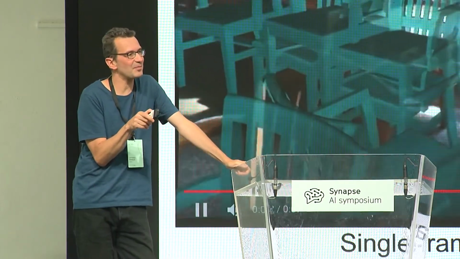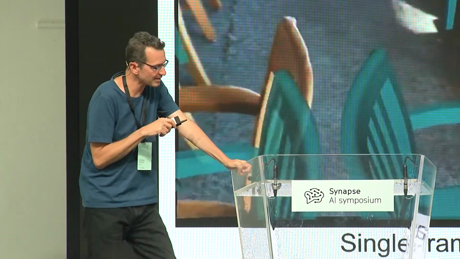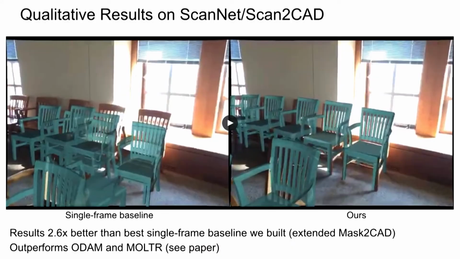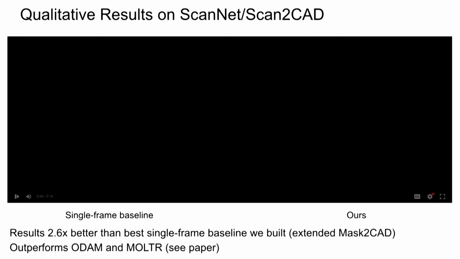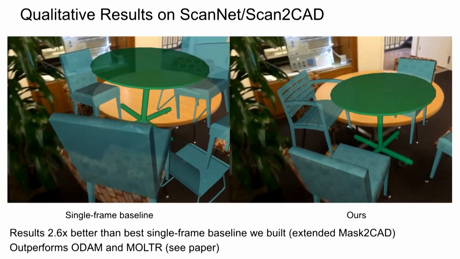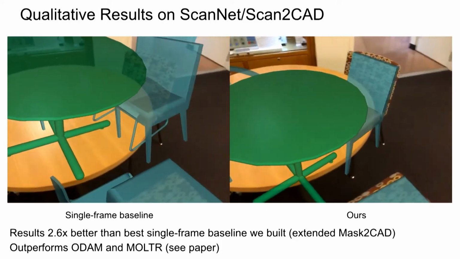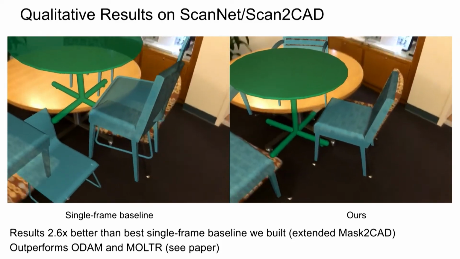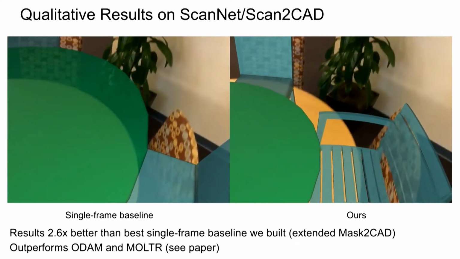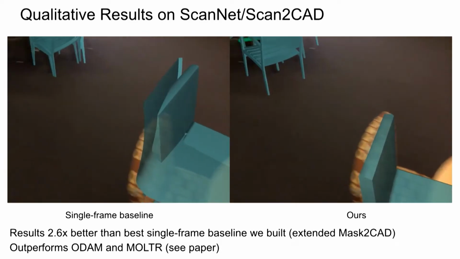So here is an example of a scene with really, really many objects. A monolithic model will have trouble here, but this model works well. Here is a case where even the single frame baseline gets the structure roughly right, but it's not geometrically as accurate as doing multi-view integration. Concretely, you find a lot of experiments in the paper, but compared to the best we could engineer from a single frame, it's almost 3 times better. And it also outperforms other works that take video.